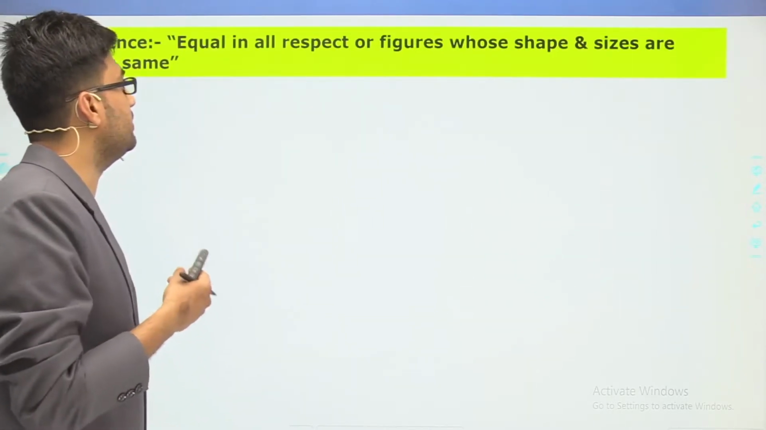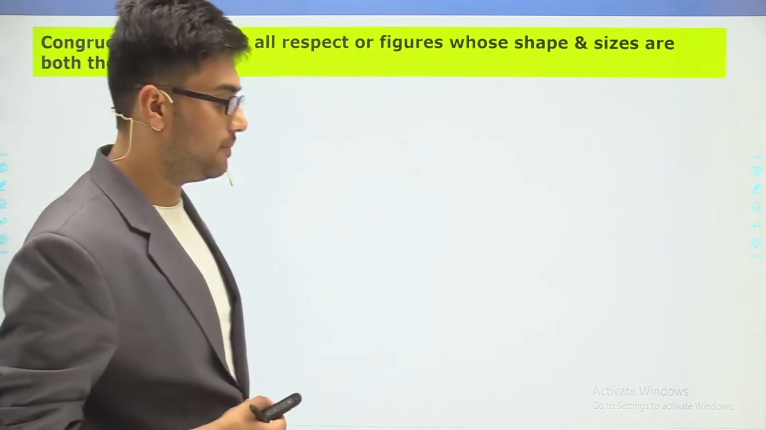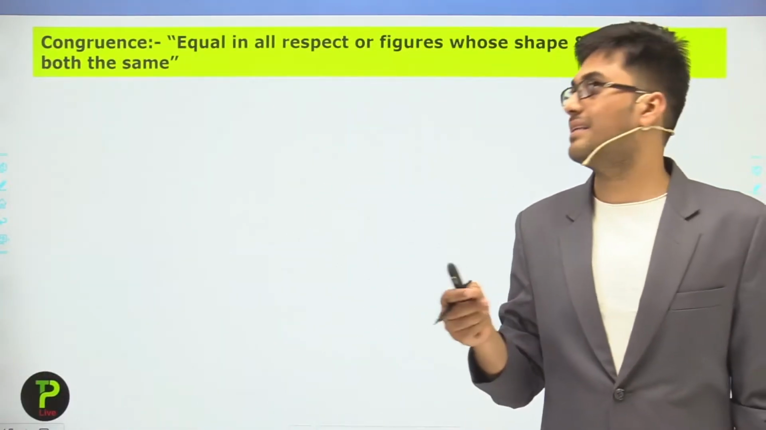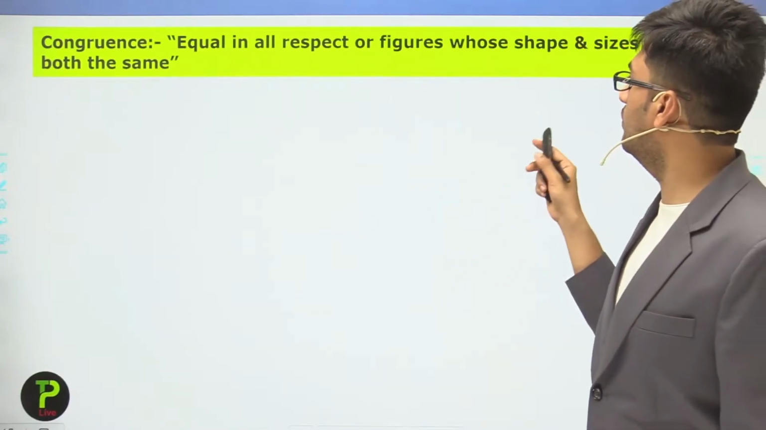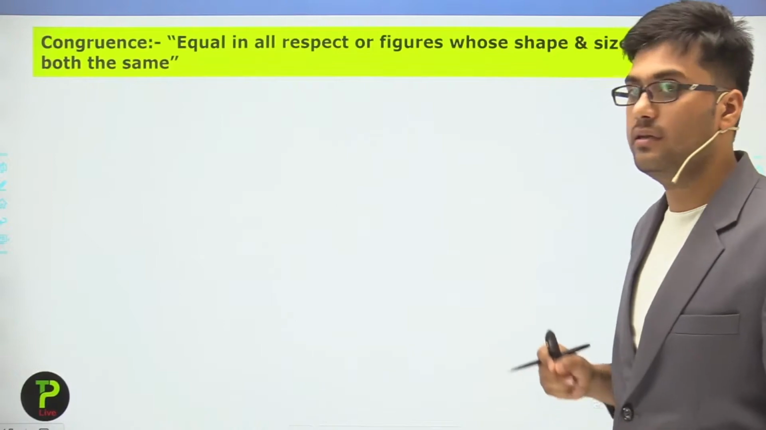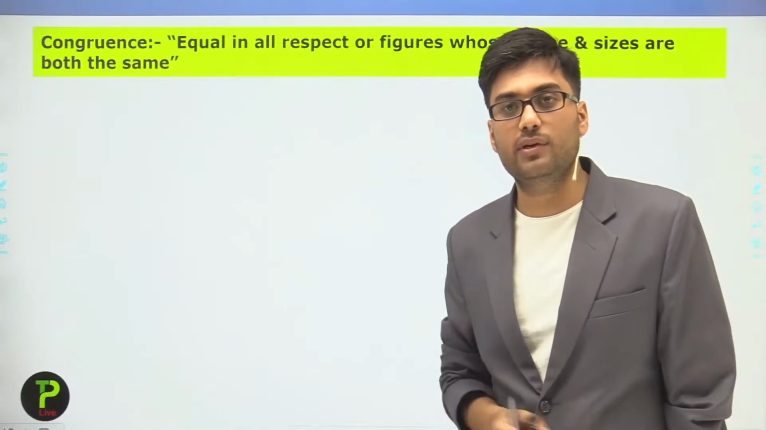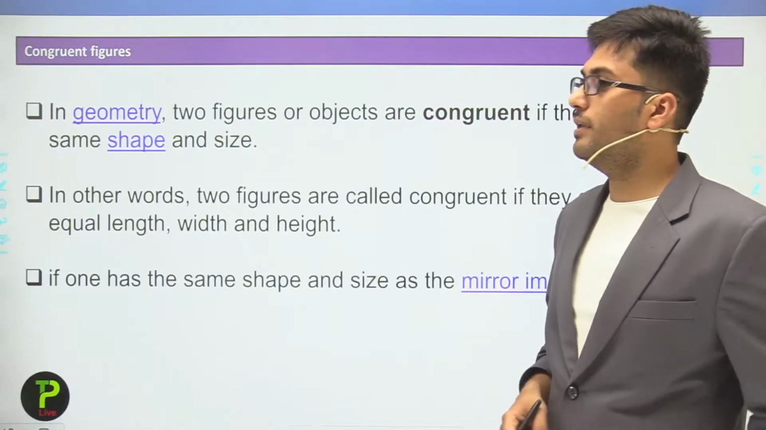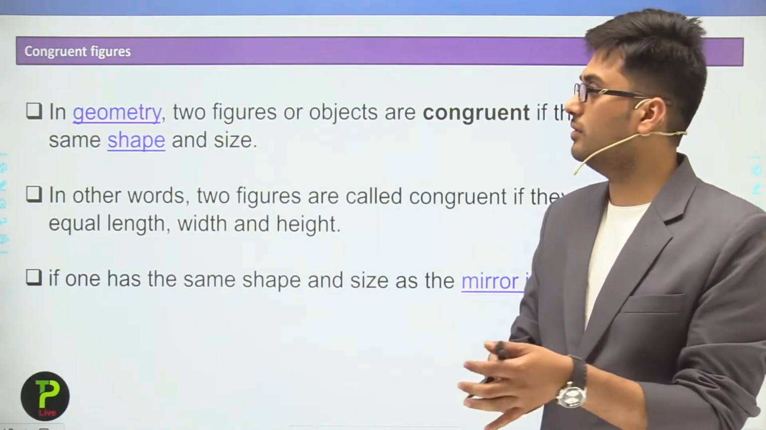Now students, what does the word congruency mean? Equal in all respects. Figures whose shape and size are both the same are congruent. Clear? So let's discuss congruent figures.